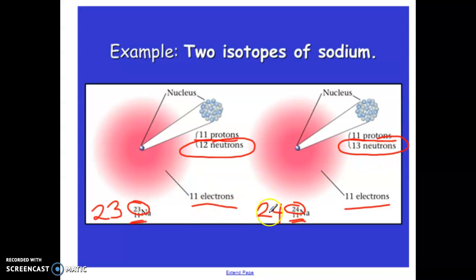But both of these are still sodium, and they would react in exactly the same way in a chemical reaction. They don't look any different. Let's say you were looking at it in a reaction, they don't do anything different from one another. So you wouldn't really be able to tell the difference between the two unless you were trying to separate them based on their mass. Their mass is different.